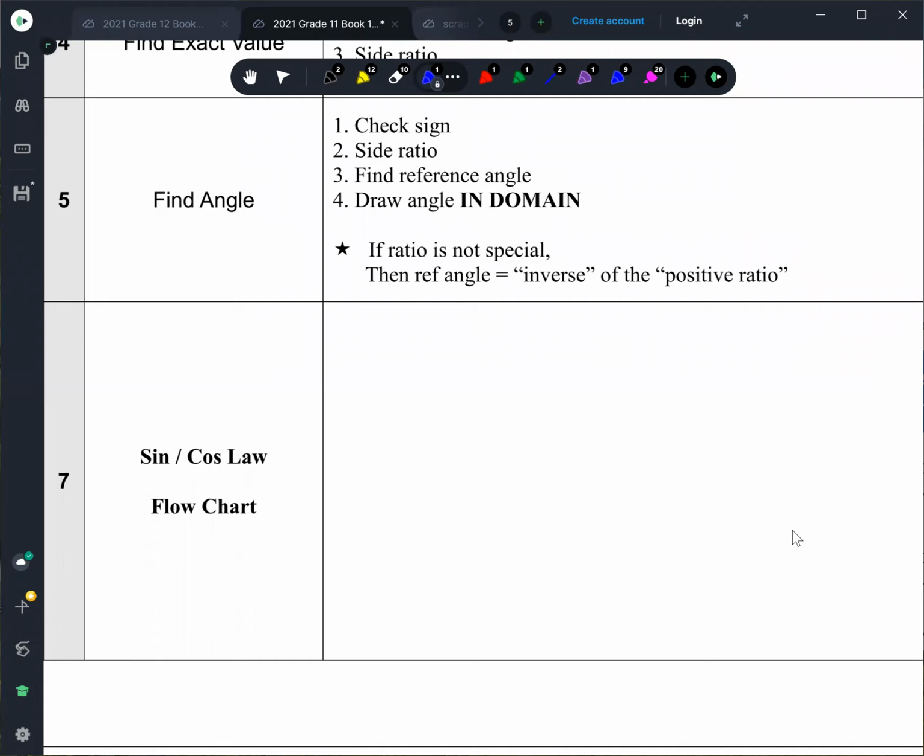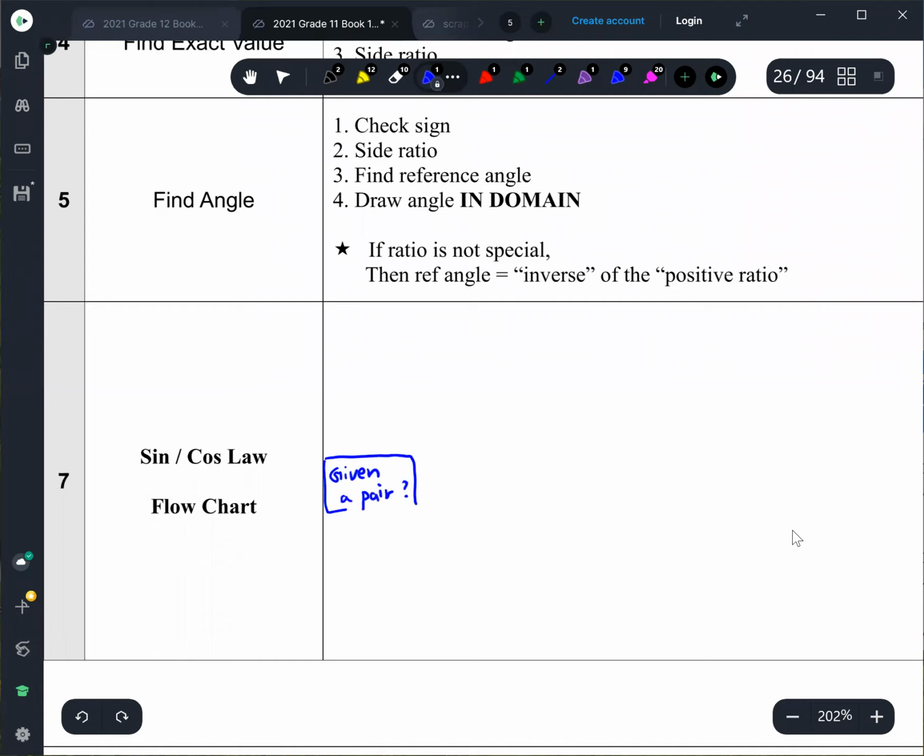Okay, so the first question to ask yourself: if you are given a triangle, do you have a pair or not? Given a pair. It's a question that you ask yourself. So if your answer is no, then you know you need to use cosine law. If it's yes, then it's sine law.